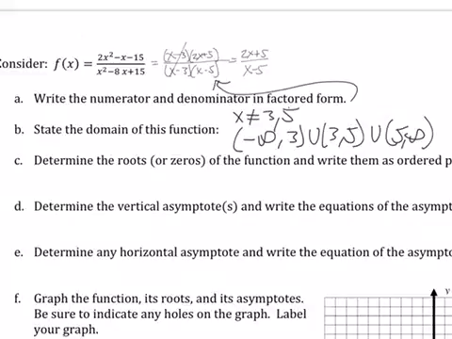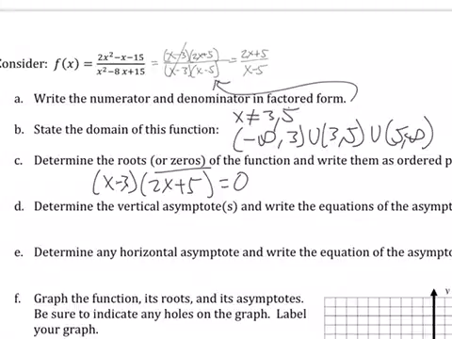Now we need to find the roots or the zeros of this function. The zeros come from the numerator. So we need to find out what makes the numerator 0. We have x minus 3 times 2x plus 5. That is our numerator. What makes it 0? Well, 3 makes the first part 0, so x equals 3 is one.